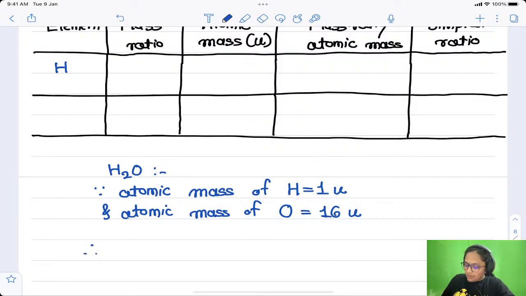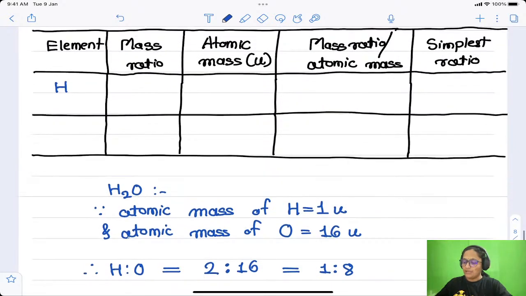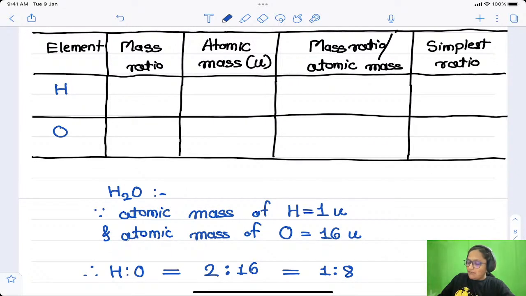Therefore the ratio hydrogen to oxygen is equal to, there are two hydrogen atoms, so 1 multiplied by 2, and only one oxygen, so only 16. 2 to 16, which simplifies to 1 to 8, right? 1 to 8 is the mass ratio for H2O. So I will write that down here: hydrogen and oxygen, 1 to 8.